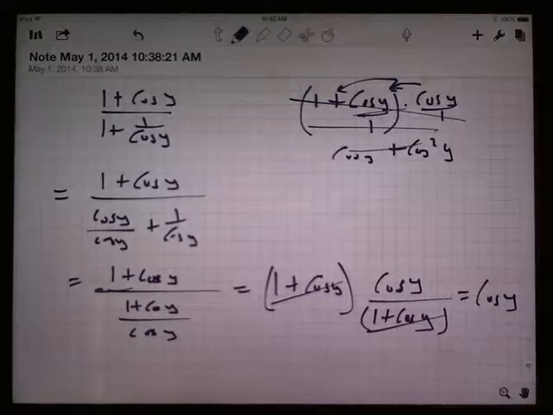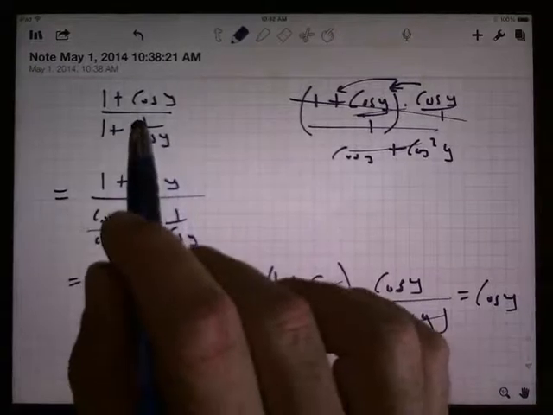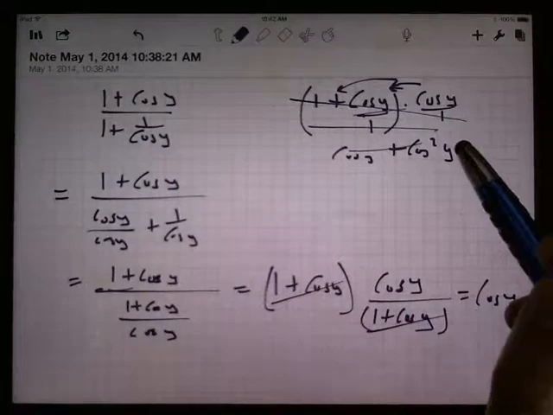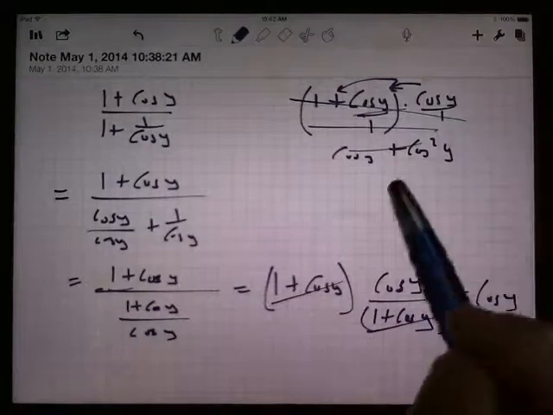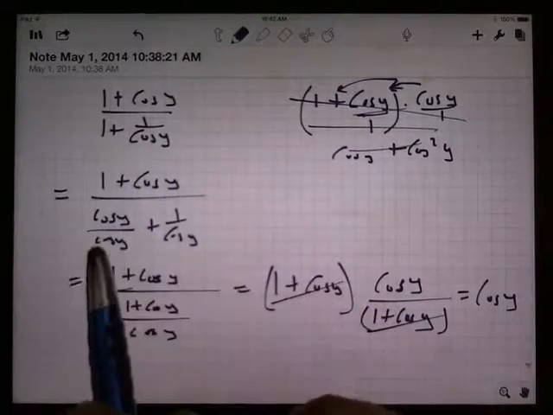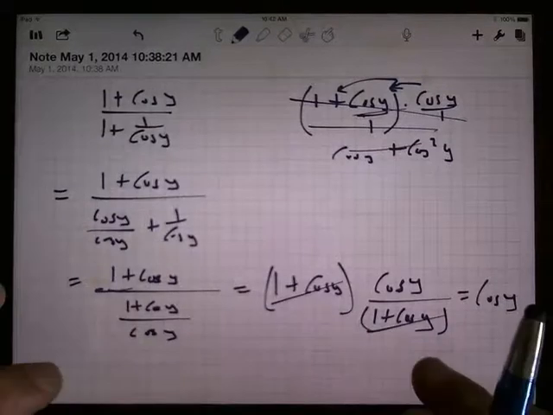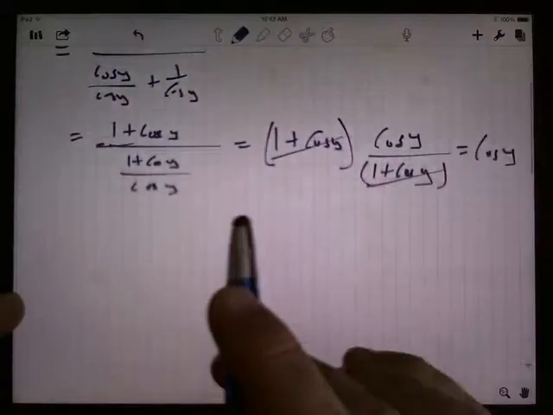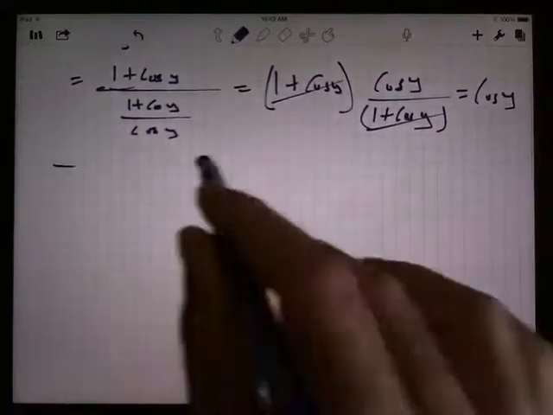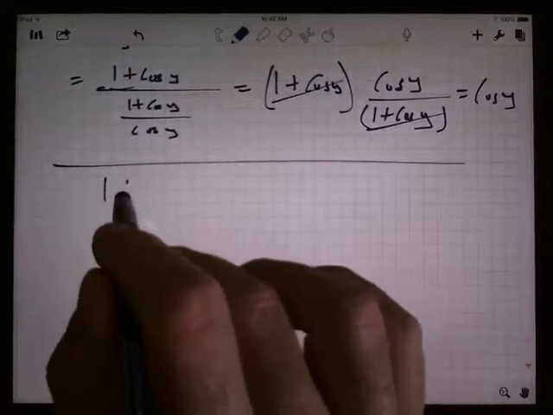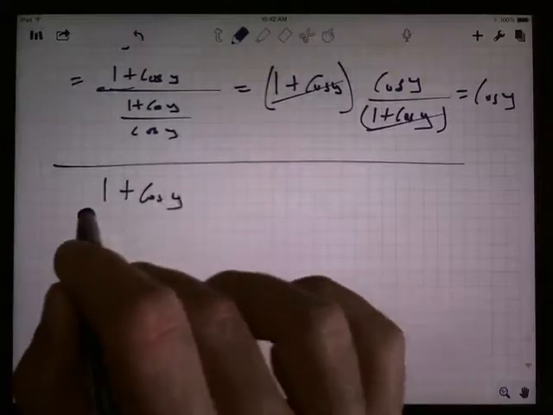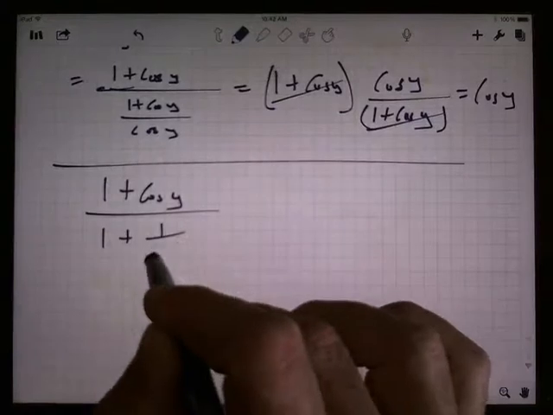So that's one way to do it, where you combine this into a single fraction so that now you can multiply by the reciprocal, because it looks like that's what you wanted to do, but you've got to have it as a single fraction first, not as a sum of two things. Now the other way that I see people do this is, I'm going to write the problem down again. I've got 1 plus cosine y divided by 1 plus 1 over cosine y.